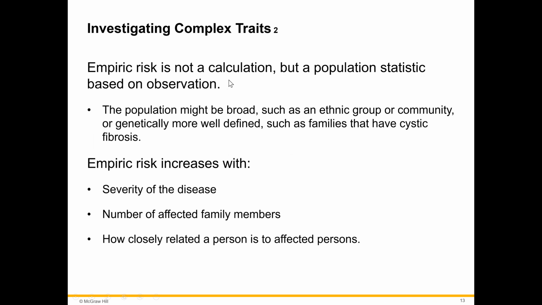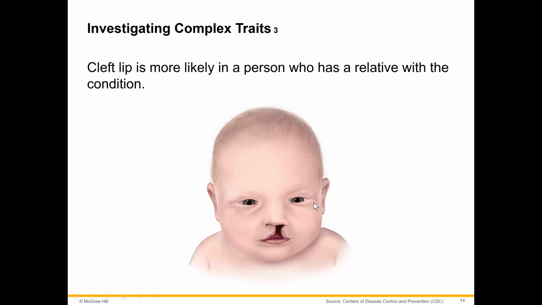So empirical risk is not a calculation, but a population statistic based on observation. The population might be broad, such as an ethnic group or community, or genetically more well-defined, such as families that have cystic fibrosis, for example. Now, empiric risk will increase with severity of the disease, number of affected family members, and how closely related a person is to affected persons. So, for example, cleft lip is more likely in a person who has a relative with the condition.